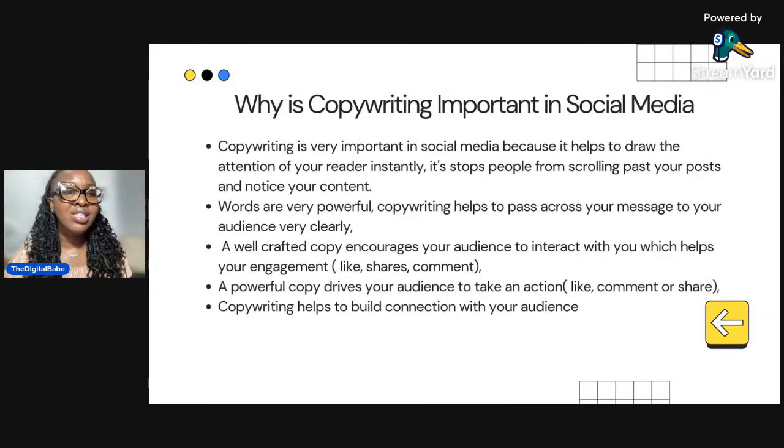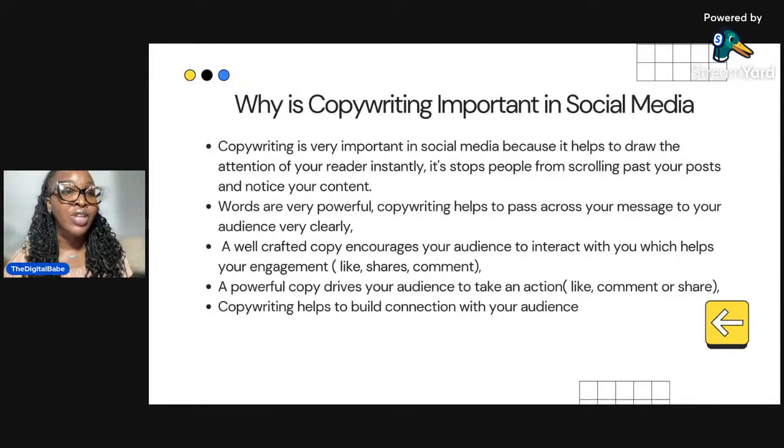And then now you might be asking, okay, so what's the whole point of copywriting? Like, why do I need it in social media? Why can't I just be writing my normal captions? Why is this so important? So the first point here says copywriting is very important in social media because it helps to draw the attention of your reader instantly. It stops people from scrolling past your post and notice your content.